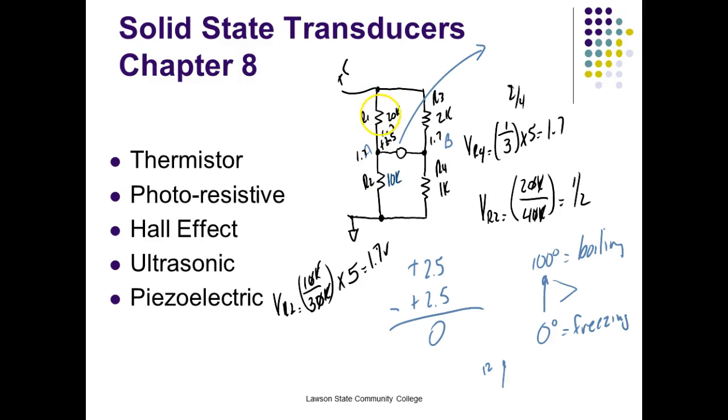So what I'm trying to show y'all is if the ratio of these two resistors matches the ratio of those two resistors, then the bridge is balanced. And between point A and point B, we would measure 0 volts.